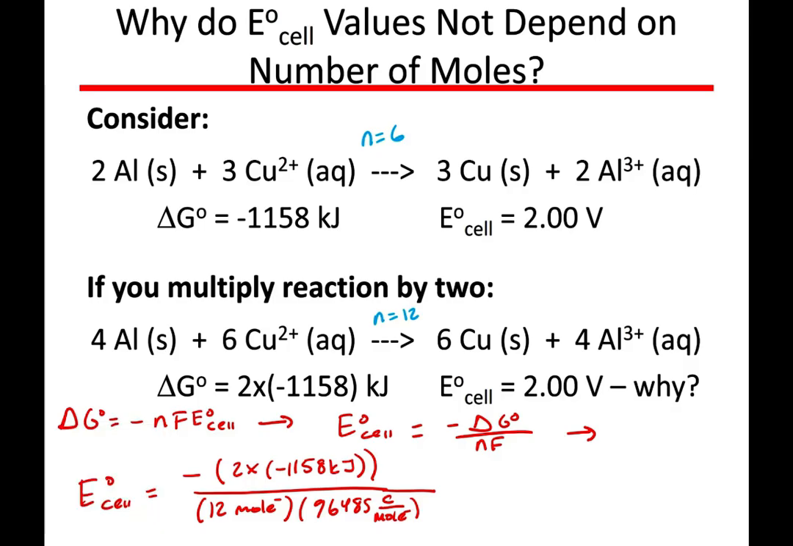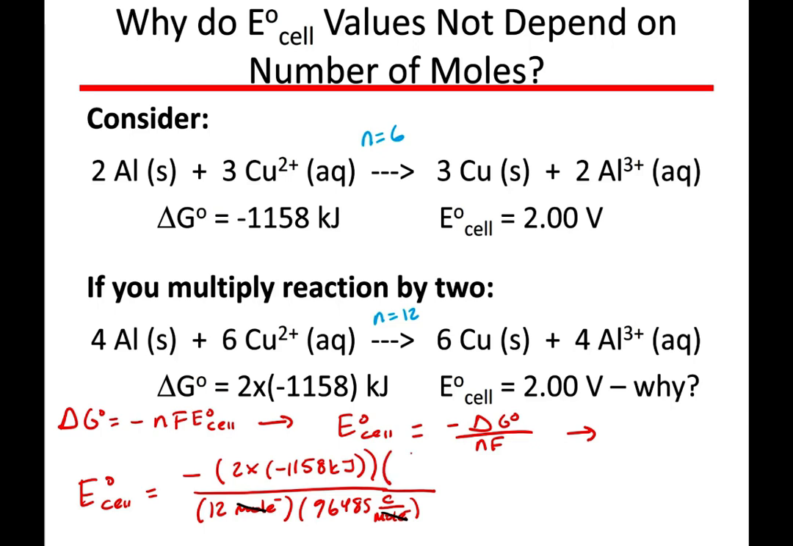you'll get a number that's going to be a little bit weird because the units that you have right now are a little bit weird. So let's talk about the units. The moles of electrons cancel out, and what you're left with is kilojoules per coulomb. However, if we wanted to express potential in units of volts, that is joules per coulomb.